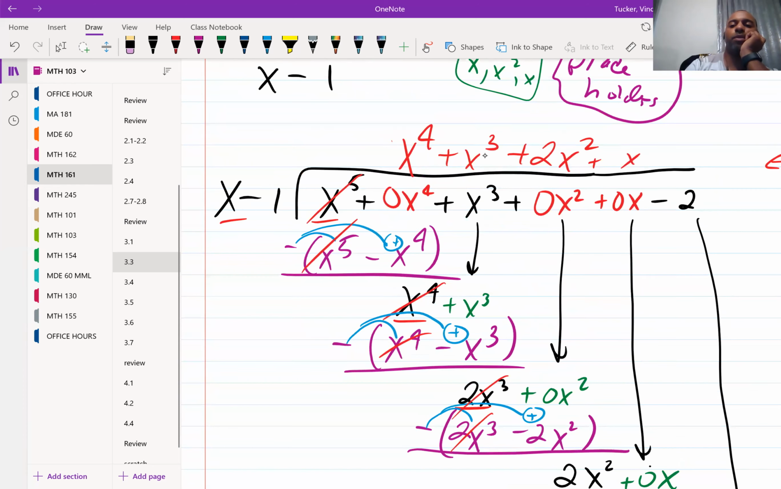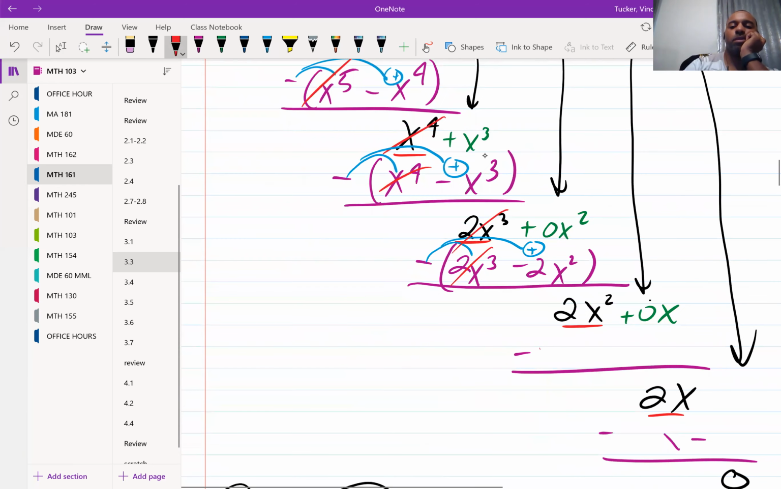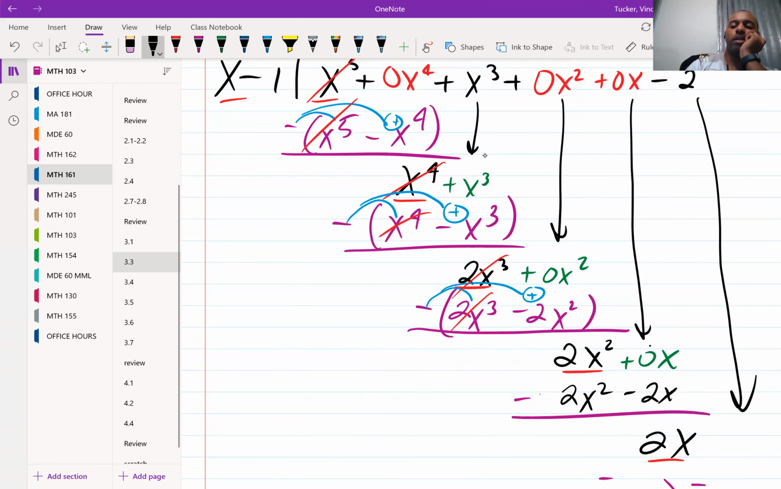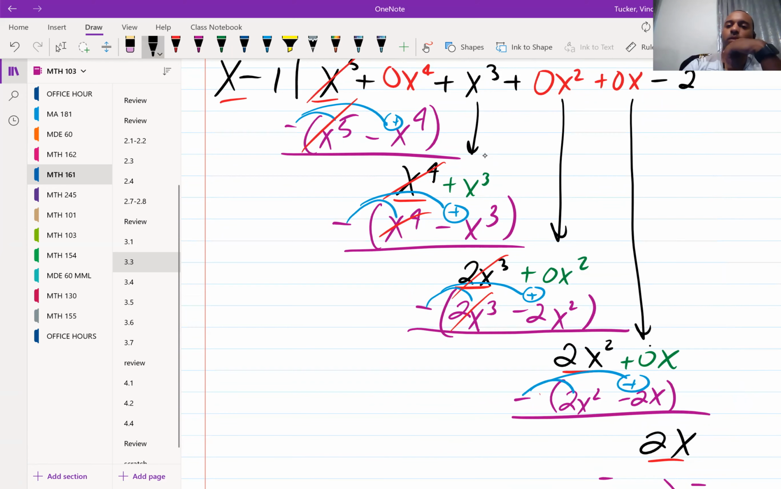Multiply the 2x to both. That's 2x squared minus 2x. I'm trying to stay color coordinated. Distribute the negative. Then bring down minus 2.